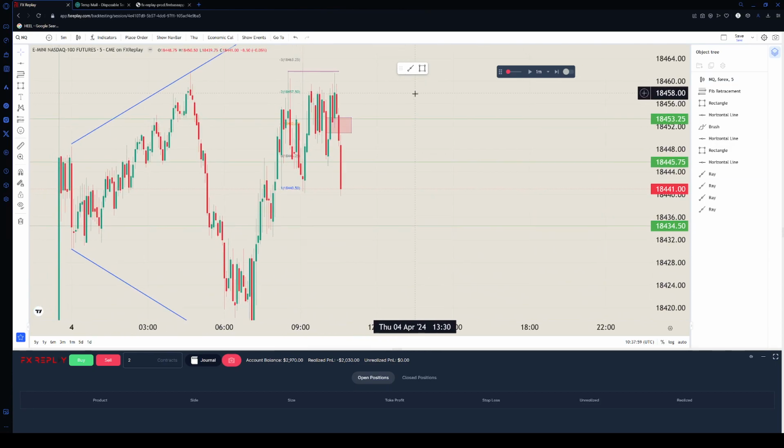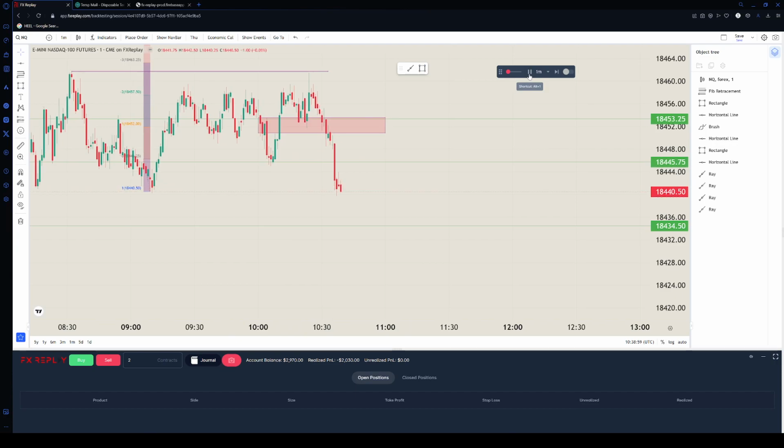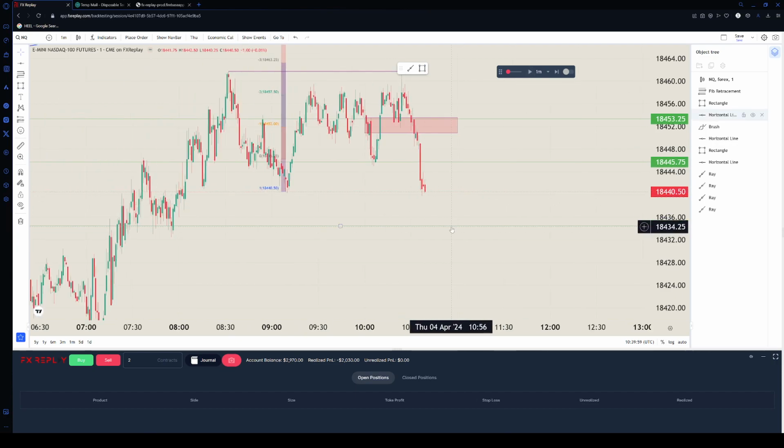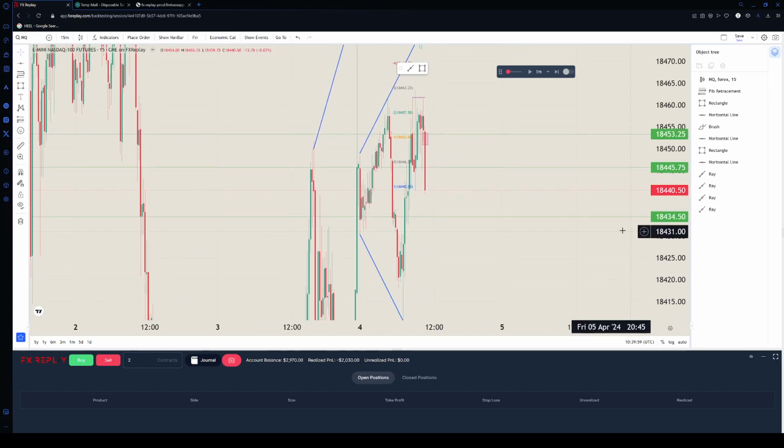So now you have a 5-minute shift. I'd expect a retracement to midnight and then sell off to down there. All right, this is what I get for using multiple colors.